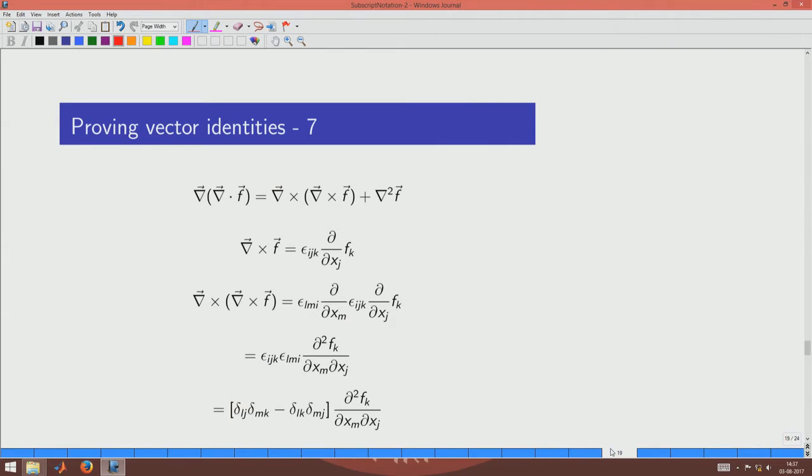Okay, one more such identity, this is a bit long one. Here we are going to make use of the identity that involves 2 epsilons. So, this is the identity that we are supposed to prove.